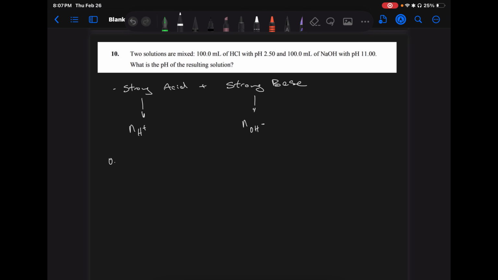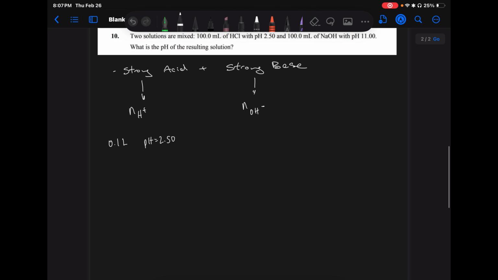So we have 0.1 liters of HCl with a pH of 2.50. To find the H plus concentration, simply put 10 to the power of negative 2.5, and you should get a value of 0.00316 moles per liter. Boom. That's easy.